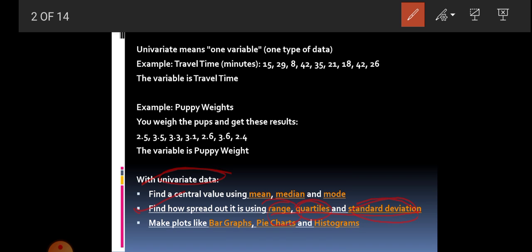With univariate data, we can draw a bar graph, pie chart, and histogram. I will explain in depth in the next lectures what measure of dispersion and measure of central tendency are. So first, just keep in mind that univariate means one variable, in which only one kind of variable is explained.